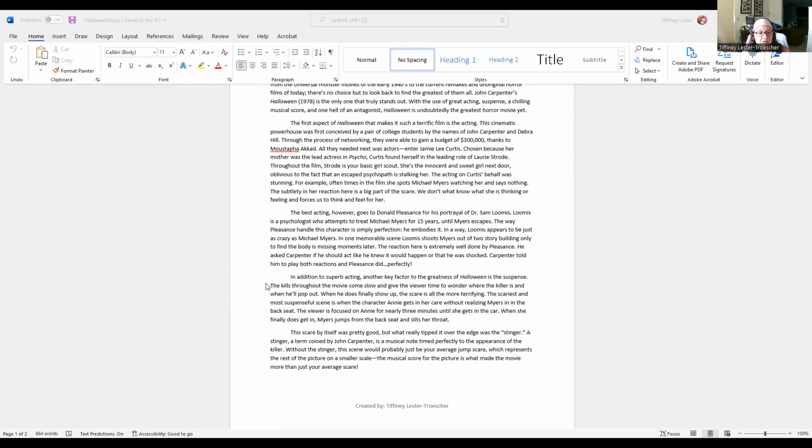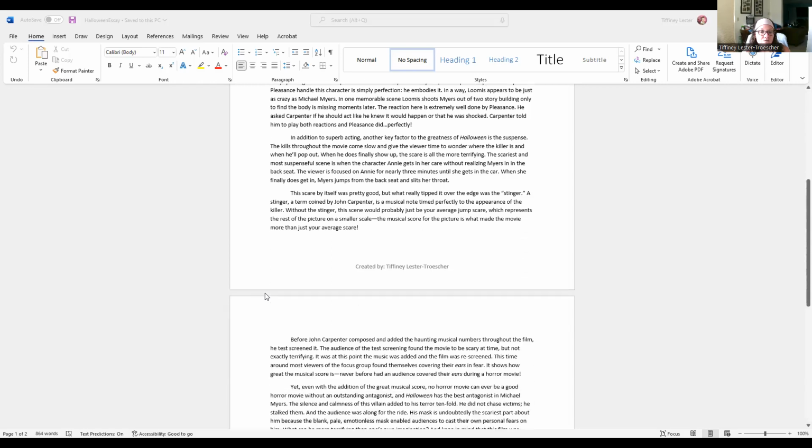The kills throughout the movie come slow and give the viewer time to wonder where the killer is and when he'll pop out. When he does finally show up, the scare is all the more terrifying. The scariest and most suspenseful scene is when the character Annie gets in her car without realizing Myers is in the back seat. The viewer is focused on Annie for nearly 3 minutes until she gets in the car. When she finally does get in, Myers jumps from the back seat and slits her throat.